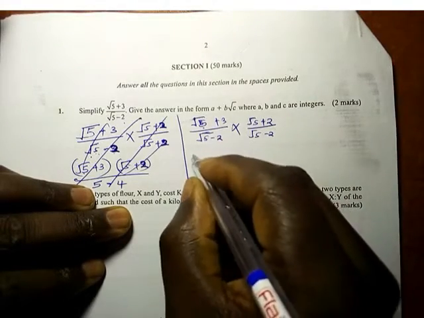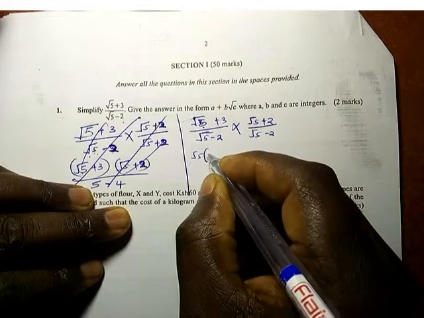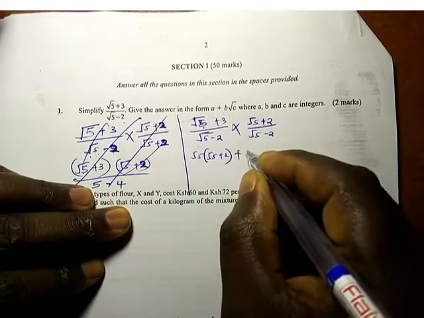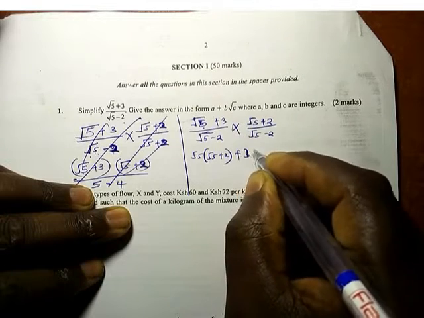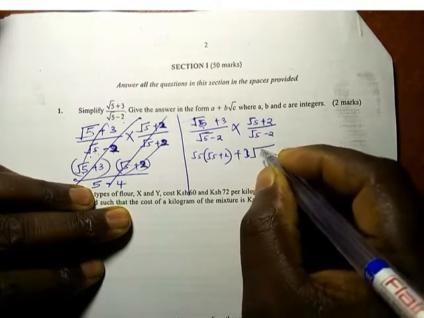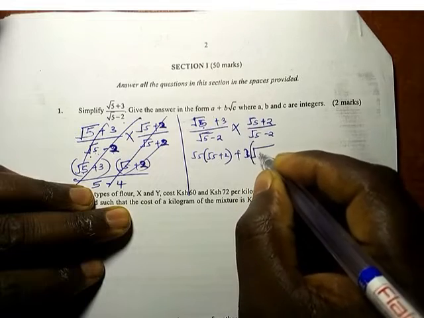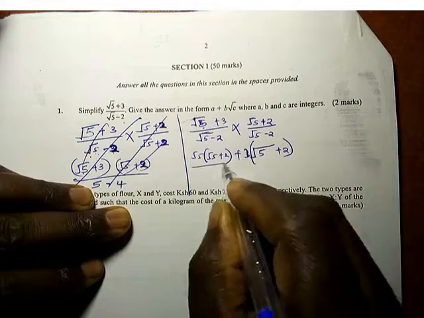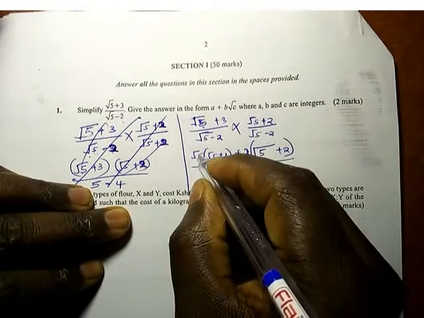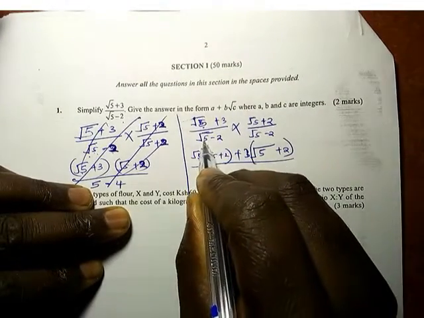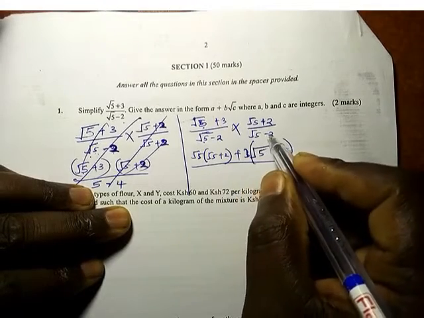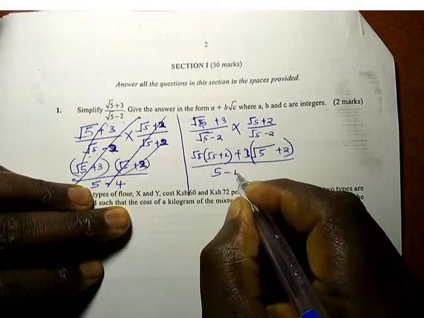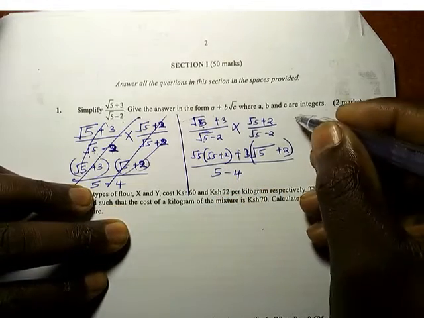So this one is root 5 into (root 5 plus 2), and then plus 3 into everything here, sorry, into (root 5 plus 2), divided by (root 5 minus 2)(root 5 plus 2). This is a difference of two squares. Remember, difference of two squares, this one is going to be 5 minus 4.